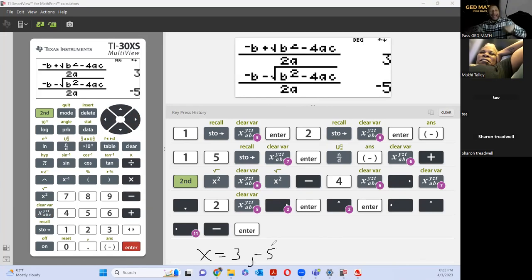But that's not the factor they're asking you for. So now you have to factor it from the answers. So you go to the opposite. This is plus 3, so you're going to do X minus 3. Since this is minus 5, you're going to do X plus 5. So you had to go backwards. Before, we factored and found the zeros to get 3 and minus 5.